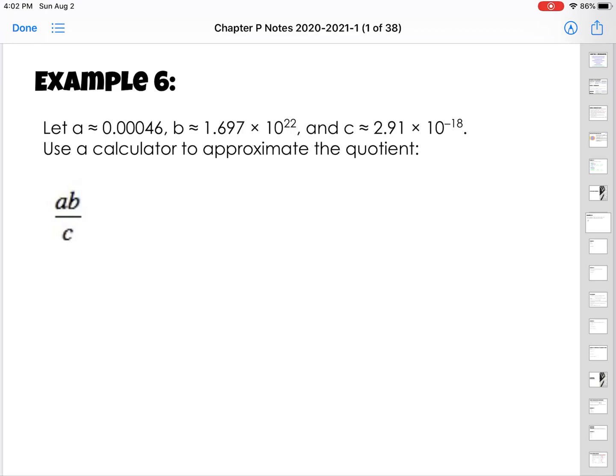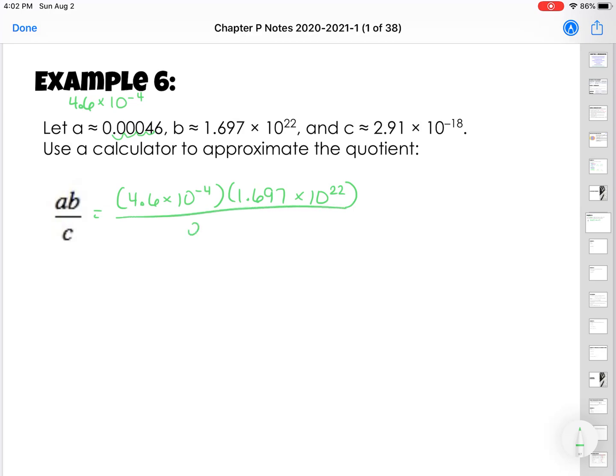So the first thing we're going to do is make everything into scientific notation. Let's move A around. So that's not perfect yet. We want that to be between 1 and 10, so we'll make it 4.6. And that would mean we'd have to move to the left. That would be 1, 2, 3, 4 spaces to the left. So times 10 to the negative 4. Okay. So really, let's rewrite this. We've got 4.6 times 10 to the negative 4 times 1.697 times 10 to the 22nd, all over 2.91 times 10 to the negative 18th.